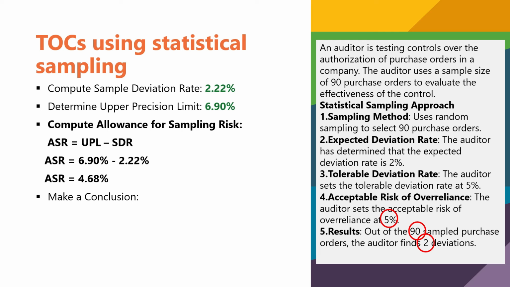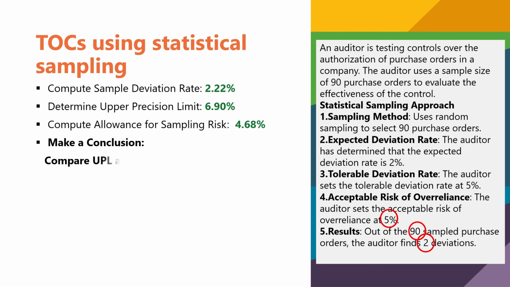So the higher the allowance for sampling risk is, the more comfortable the auditor is that the results of the sample represent that of the population. The lower the allowance for sampling risk, the more uncertain we are about the results of our sampling. So the auditor would be happy to see a higher allowance for sampling risk. Now, having determined those things, we now make a conclusion.